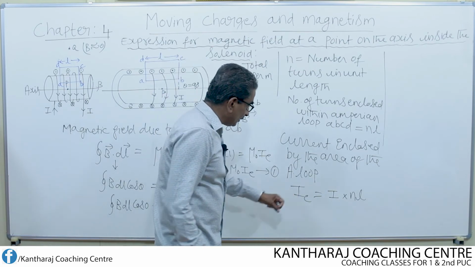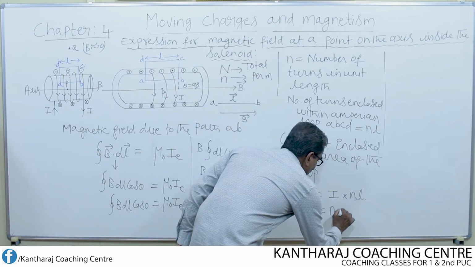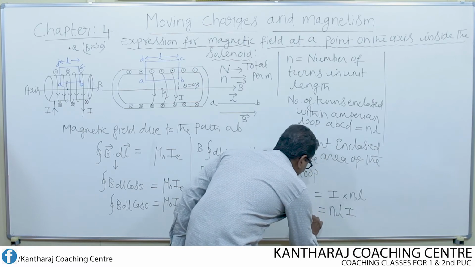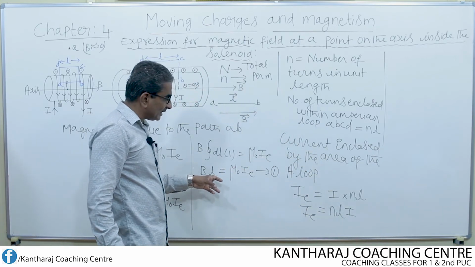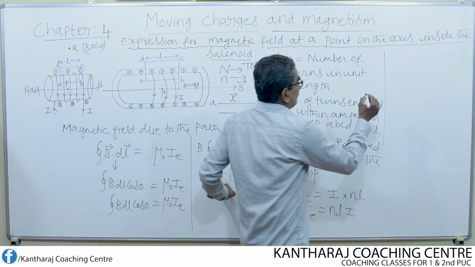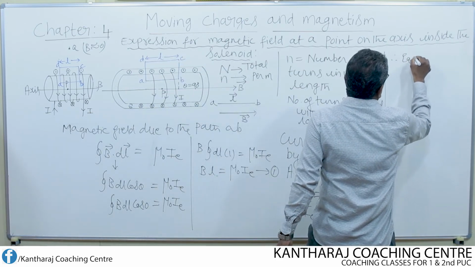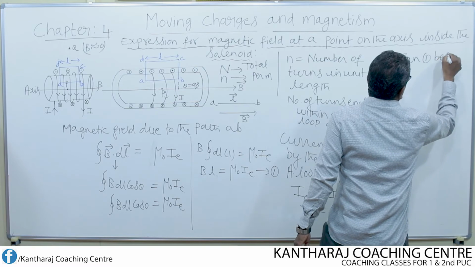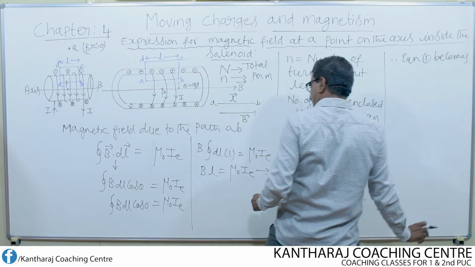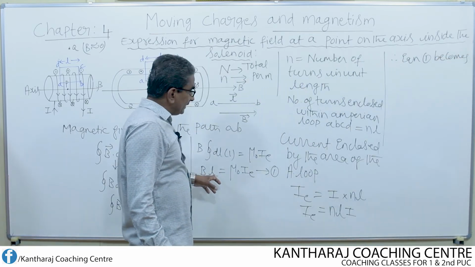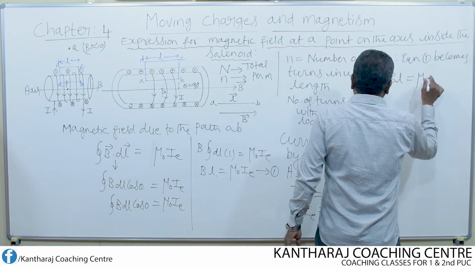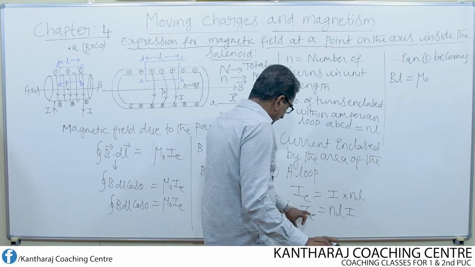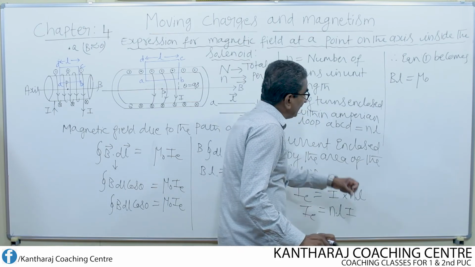Suppose I now substitute IE equal to nL into I in equation 1. What happens to this equation 1 now? Equation 1 becomes BL equal to mu naught times IE. What can I write for IE? I can write nLI.